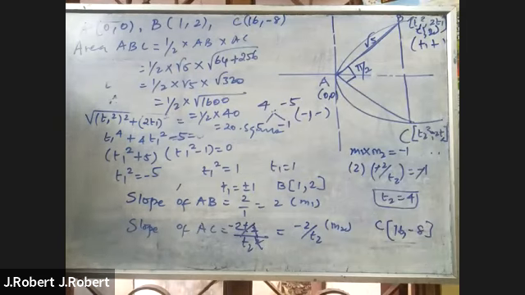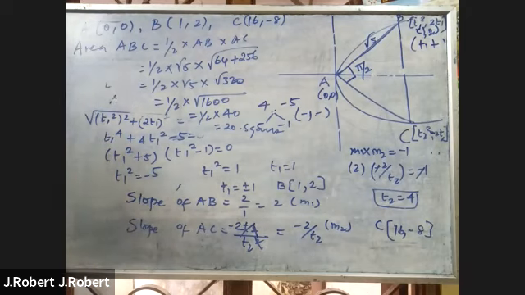According to the area of the triangle formula, 1 by 2 base into height. Your base is AB and your height is AC. Now AB is already given, so no problem. I only need to find AC. To find AC, I want to find out what T1 is and what T2 is. Here I have taken the point as (T1 square, 2T1). So according to the problem, AB is equal to root 5.